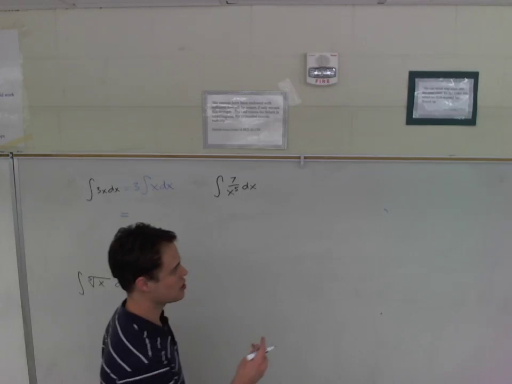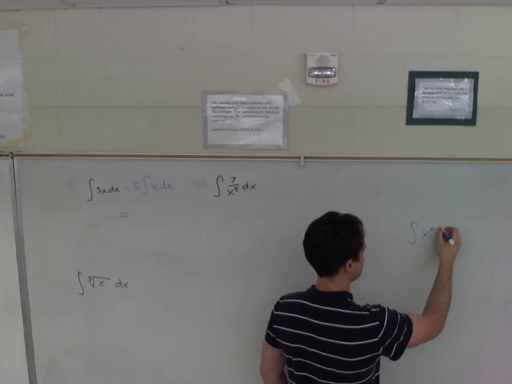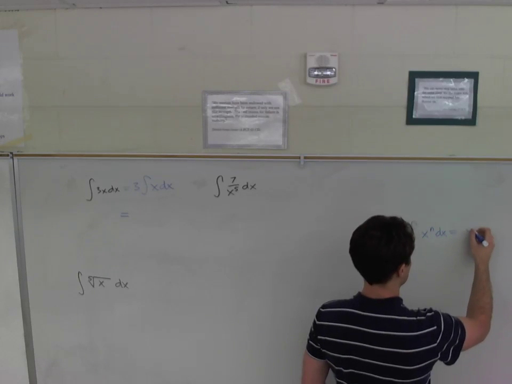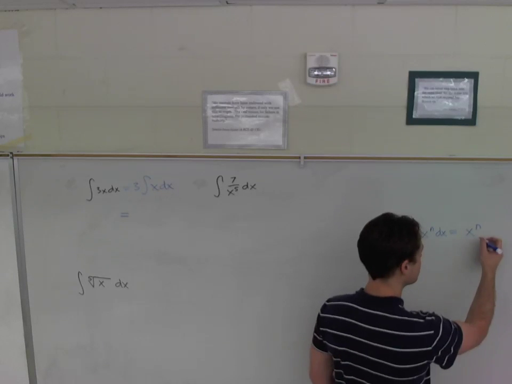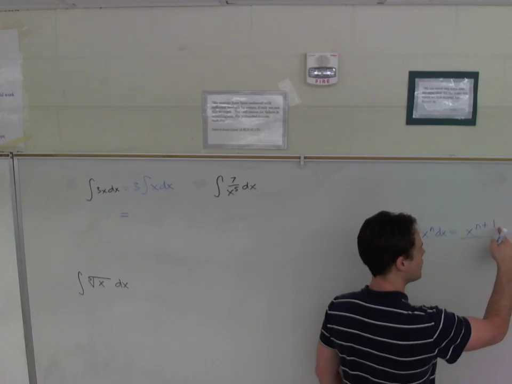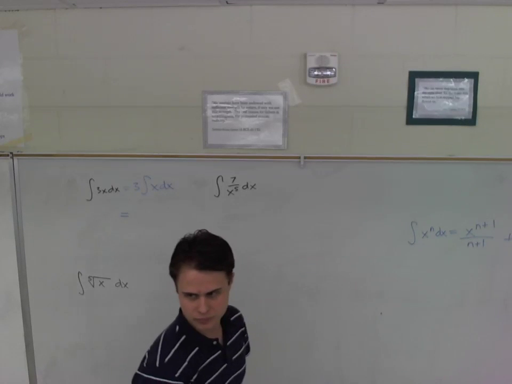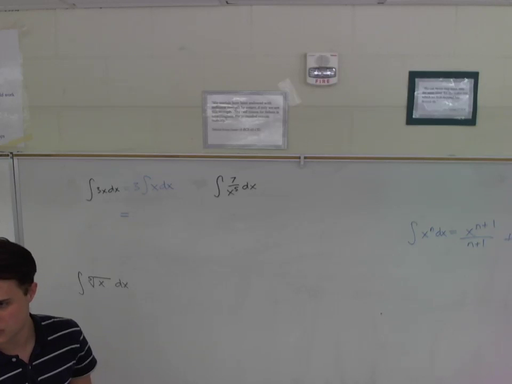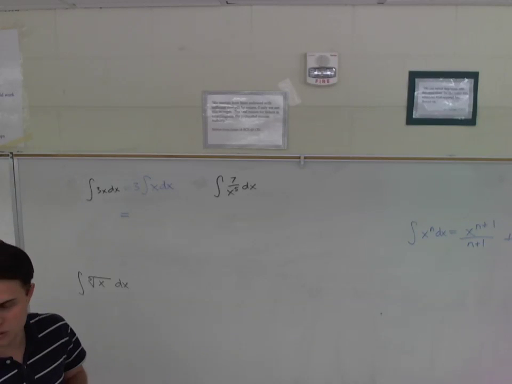So the rule says this, right? Your rule in the book says that the integral of x to the n is x to the n plus 1, and instead of subtracting like for derivatives, you add, and then once you've got that, you divide by that. Which makes sense. That's how you go backwards. And you could have figured that out yourself. That's all it is, though. Don't make it hard.